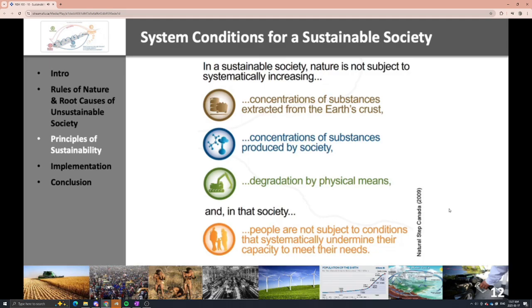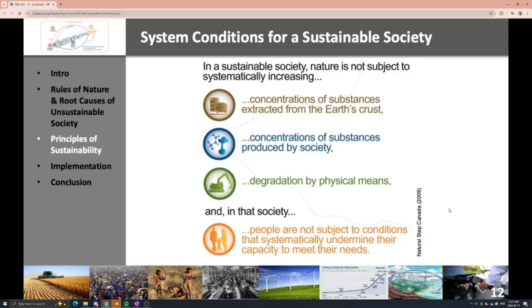For a society to be sustainable, nature cannot be exposed to systematically increasing concentrations of substances from the Earth's crust or substances produced by humans. Nature also cannot be subjected to continuously increasing destruction. And finally, people cannot be exposed to conditions that systematically undermine their ability to meet their needs. It really is as simple as that.